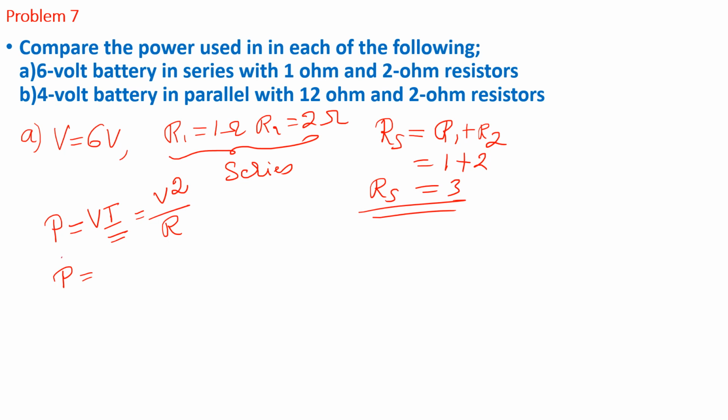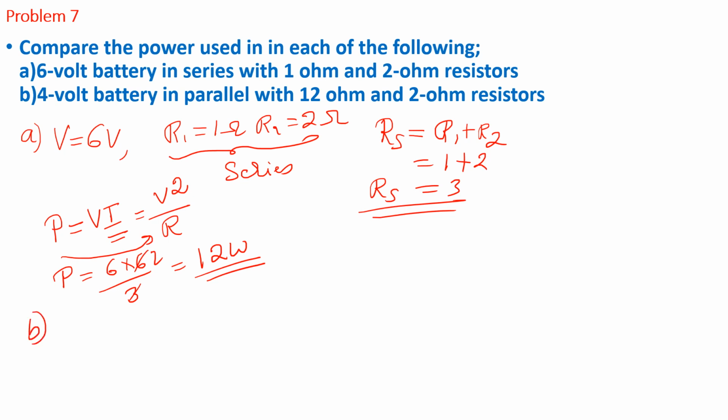This formula we are using. V square is 6 into 6 divided by R. R is RS, which is nothing but 3. 3 ones are 3, 3 twos are 6, which is equal to 12 watt for the first one. For A, that is 12 watt. Now for B, let us see what is the power for B.